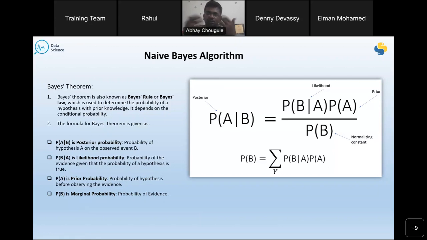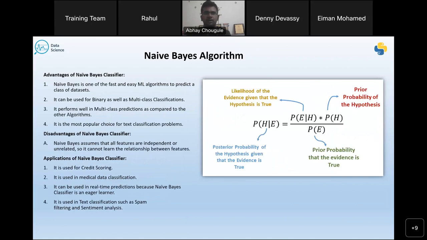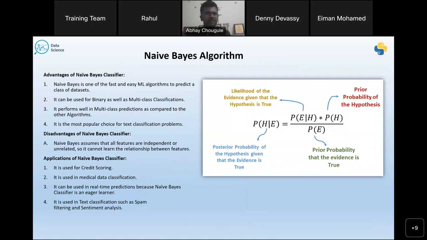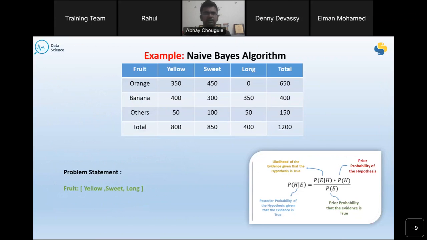That's why they mentioned the formula first. Wait, I will show you one example; I will go to the example directly. Advantages and disadvantages I will discuss later. First I will give you an overview of this example. I have not taken this example for coding purposes, but in the slide I have taken a simple example. So, the naive Bayes algorithm example.